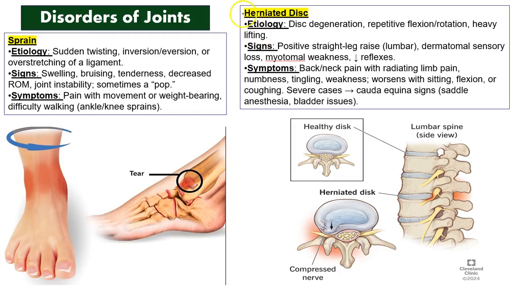Another disorder is herniated disc. So that means you can have disc degeneration. You can have flexion and rotation that's kind of repetitive that causes the disc to be out of place and of course compressed. And also heavy lifting can cause a herniated disc.